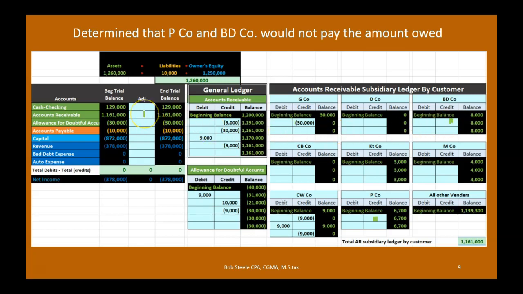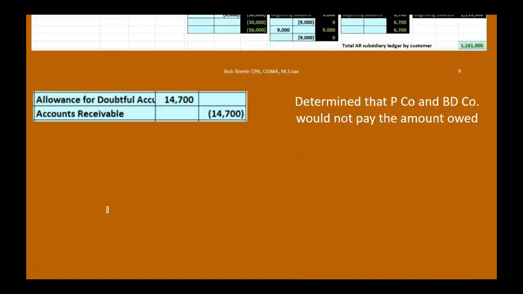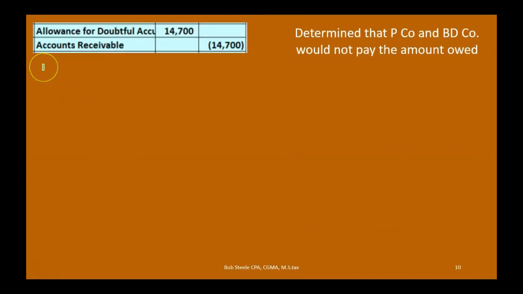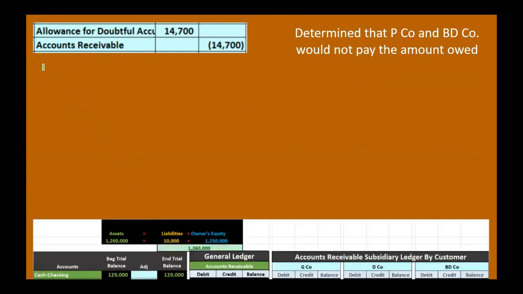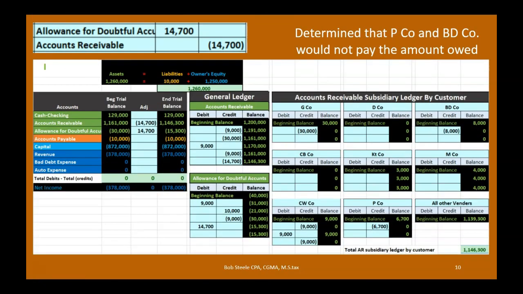Therefore, the receivable is going to have to go down by that. And that's going to be a credit. And then what are we going to debit? Once again, we're going to debit the allowance account. So that would look like this. We're going to debit the allowance account for the 14.7 and credit the receivable. And once again, that adds up to the two clients, P company and BD company, the amounts that they owed. And therefore, we're going to credit the receivable.